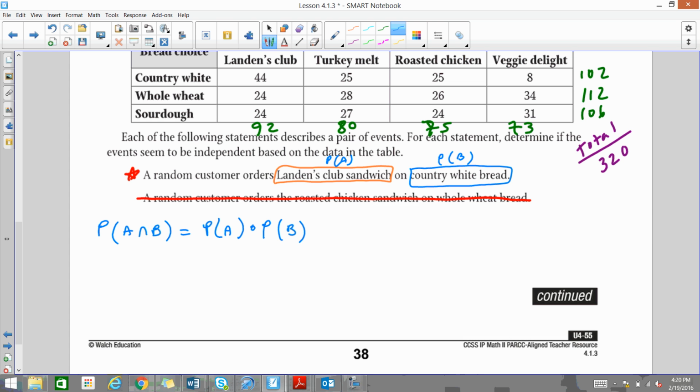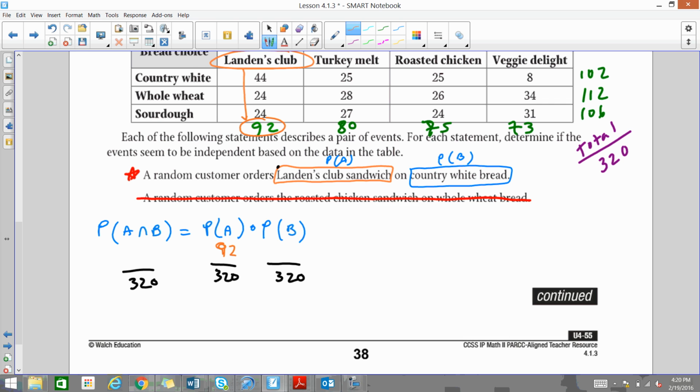The probability of somebody choosing that is going to be out of 320 people. All of these are going to be out of 320 because 320 people were our total survey population. Now, for Landon's Club sandwich, how many total people would choose it? We go all the way down here to 92, and that's what our probability is. If we were to choose somebody randomly, 92 out of 320 would choose Landon's Club sandwich. Now, it could be on any sort of bread, but they're choosing that sandwich.